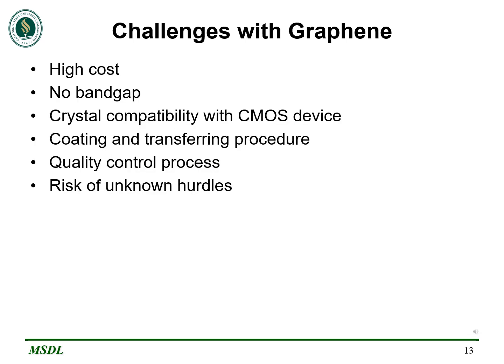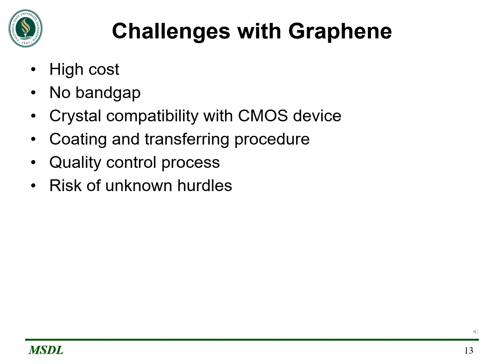We have already seen the revolutionizing applications of graphene in the field of electronics. However, there are several challenges that must be overcome before it can become a widely adopted material in the industry. One of the major challenges is the high cost of producing graphene at large scale. Another challenge is the lack of bandgap in graphene.